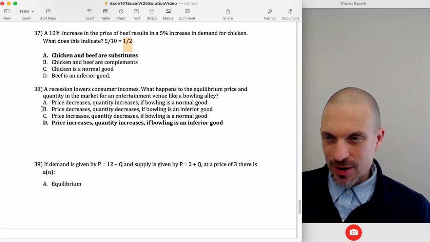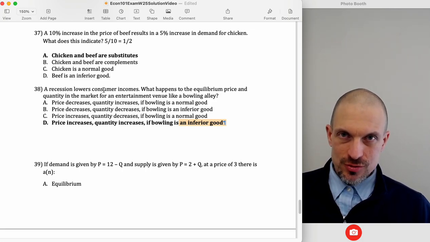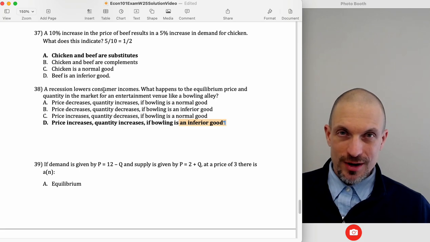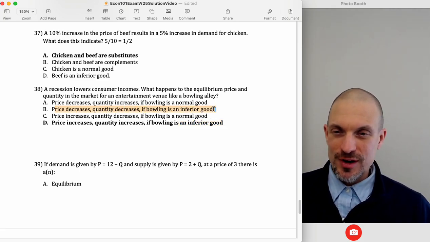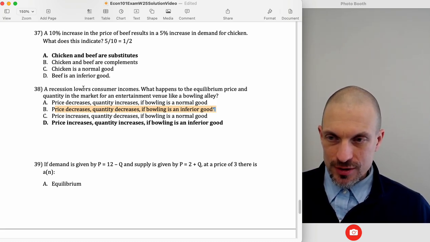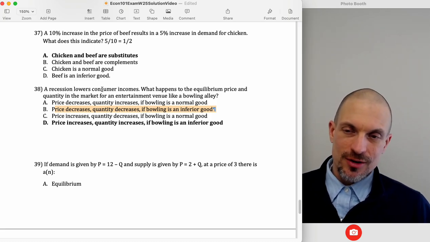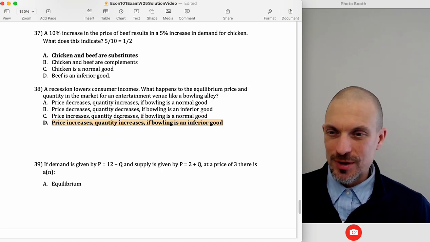A recession lowers consumer incomes. What happens to the equilibrium price and quantity in the market for an entertainment venue like a bowling alley? Well, we have to know if it's a normal or inferior good. Oh, but that's part of the question, right? Lower consumer incomes would lead to a smaller price and smaller quantity if we have a normal good. But that was matched with inferior. If it's an inferior good, then lower incomes are going to lead to an increase in demand. So I'm looking for higher price, higher quantity. If it's inferior, sure enough, that's the one that shows up here.